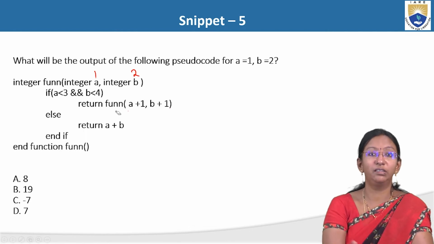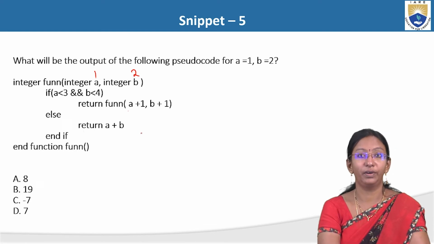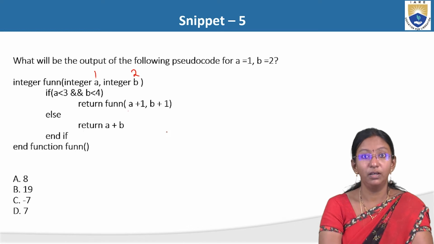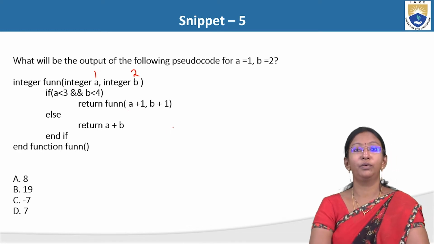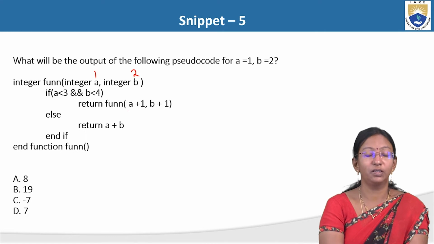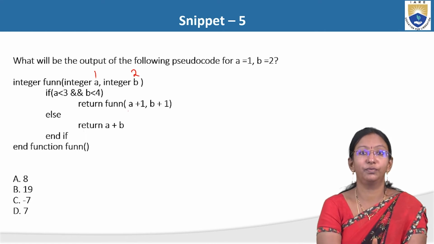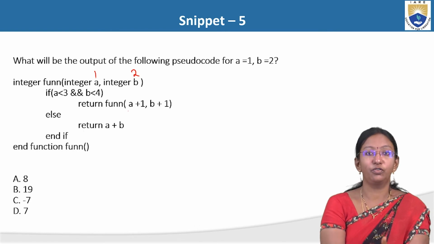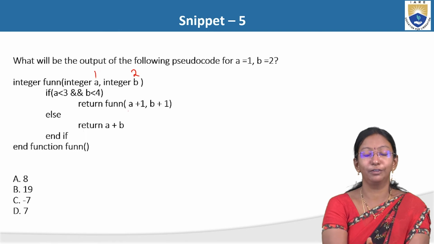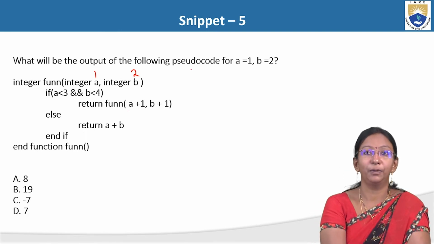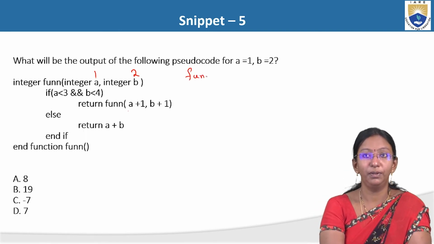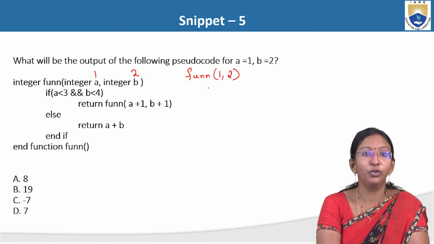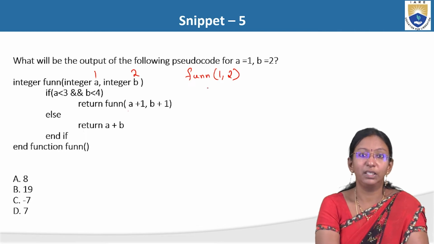The fun is calling itself, right? So be careful during evaluation when a function is calling itself. Just try to draw a picture of the same, like a tree structure of the simple evaluation. It will be easier for you. I just draw it. If you feel comfortable, you can follow the same, right? So let's have it. The first call will be fun of 1, 2. Within that, I am going to use indentation to make it easier.